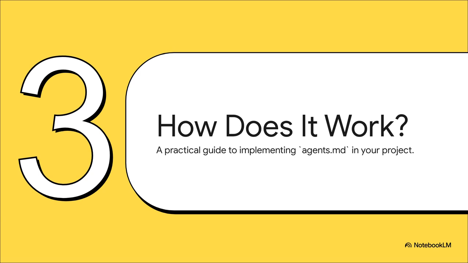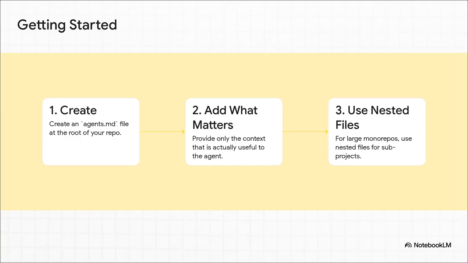Okay, so the concept is solid, we get it, but how do you actually use it? Let's get practical for a second and walk through how you can implement an Agents.md file in your own projects, like right now. It really is this simple. Seriously, just 3 steps. First, you just create an Agents.md file at the root of your project. Second, and this is important, be selective. Don't just dump your entire project's documentation in there. Add only what the agent truly needs to know to be helpful. And third, if you're working in a big, complex monorepo, you can actually nest these files to provide more specific, localized instructions for different parts of your codebase.